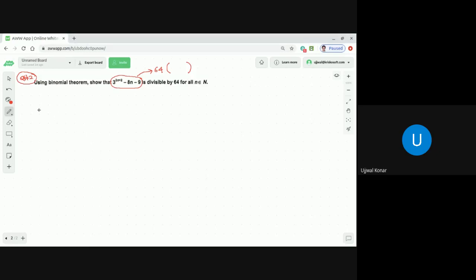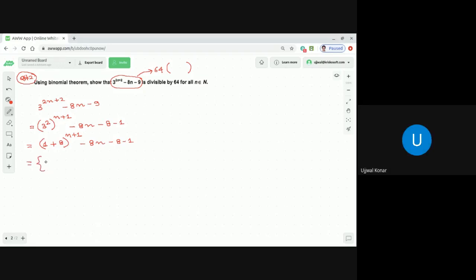What I'm saying is, 3 power 2n plus 2 minus 8n minus 9. My target is to write it as 3 square power n plus 1 minus 8n minus 8 minus 1. So 3 square equals 9, and 9 means 1 plus 8. So it is 1 plus 8 power n plus 1 minus 8n minus 8 minus 1. You will see all this 8n minus 8 minus 1 will get cancelled. So how are we going to get there? Let's expand 1 plus 8 power n plus 1.